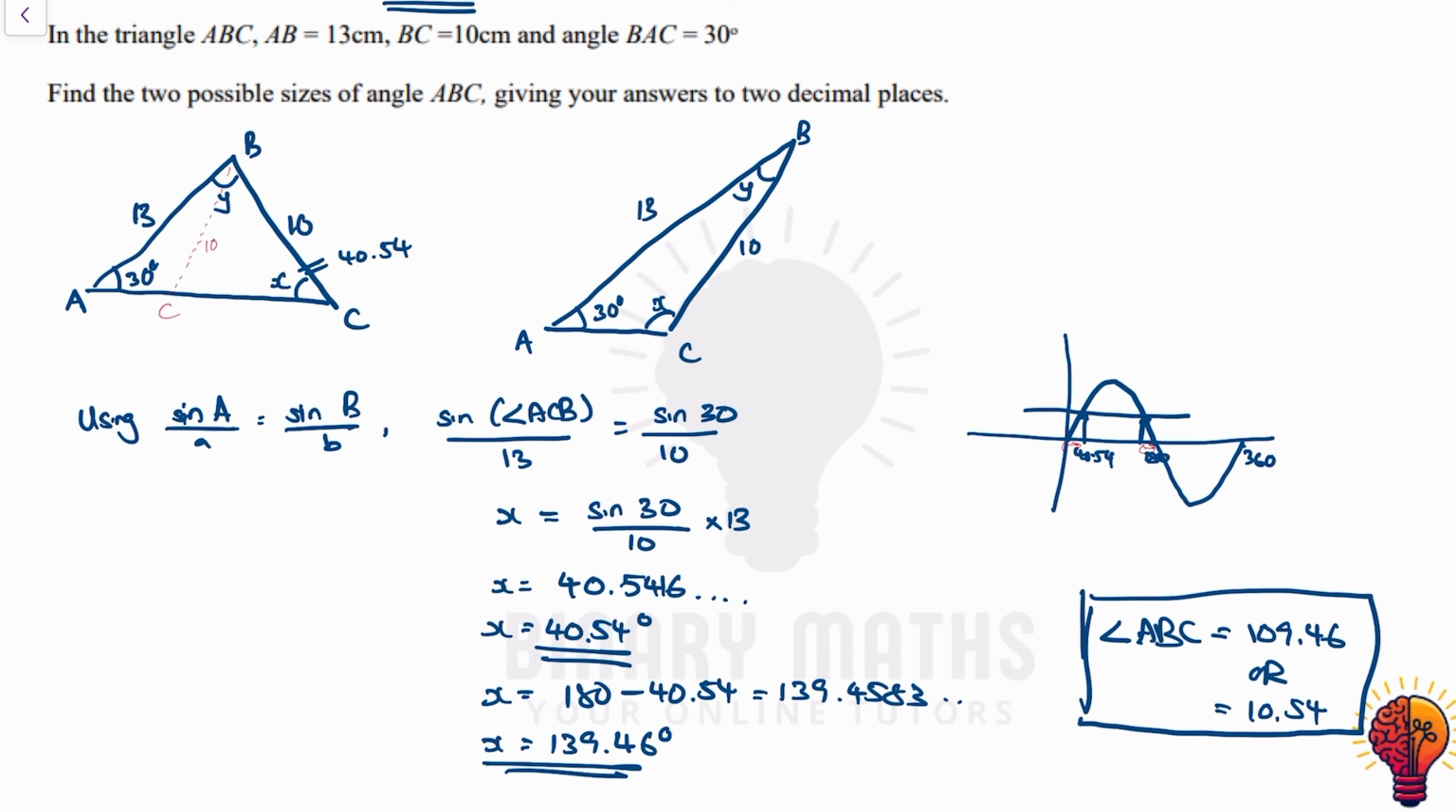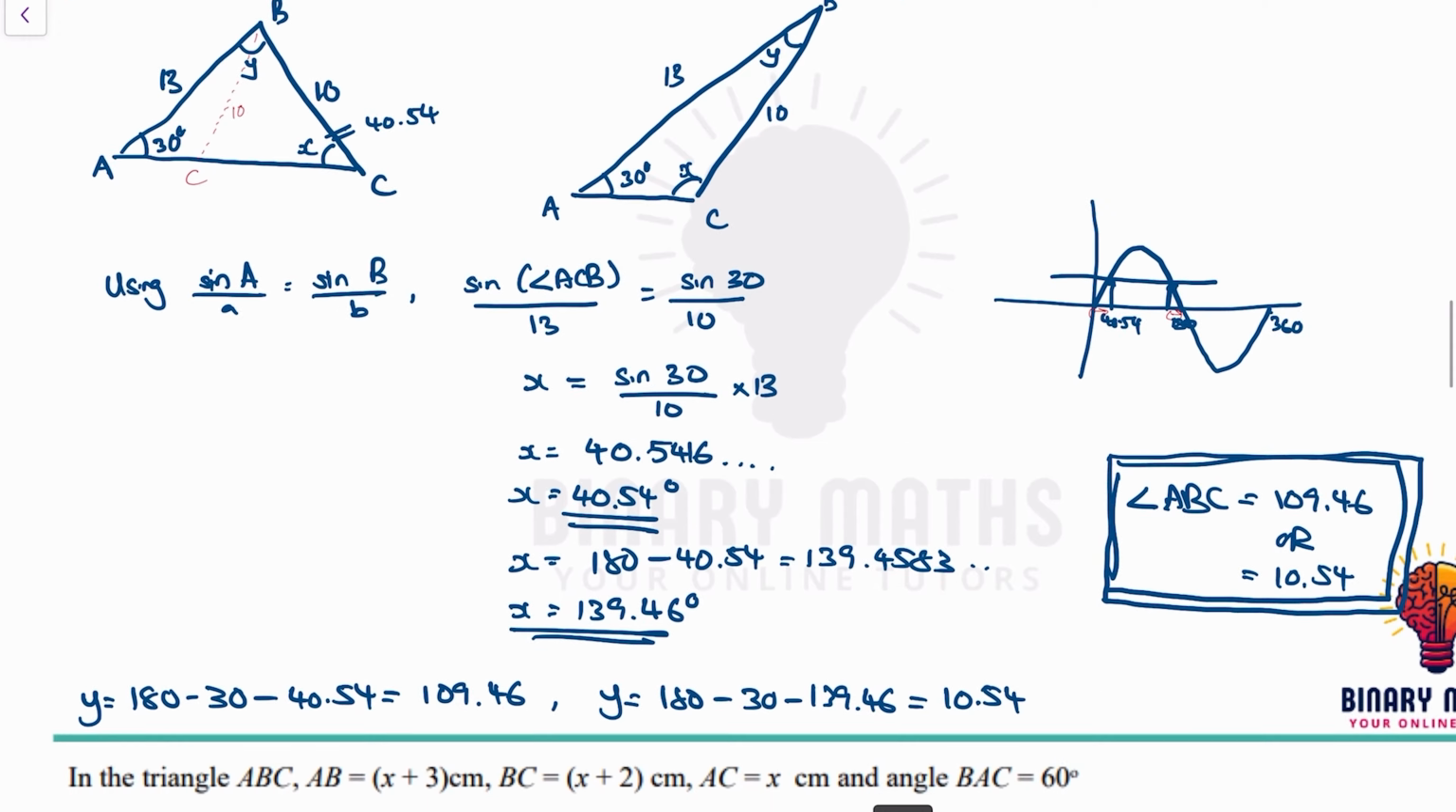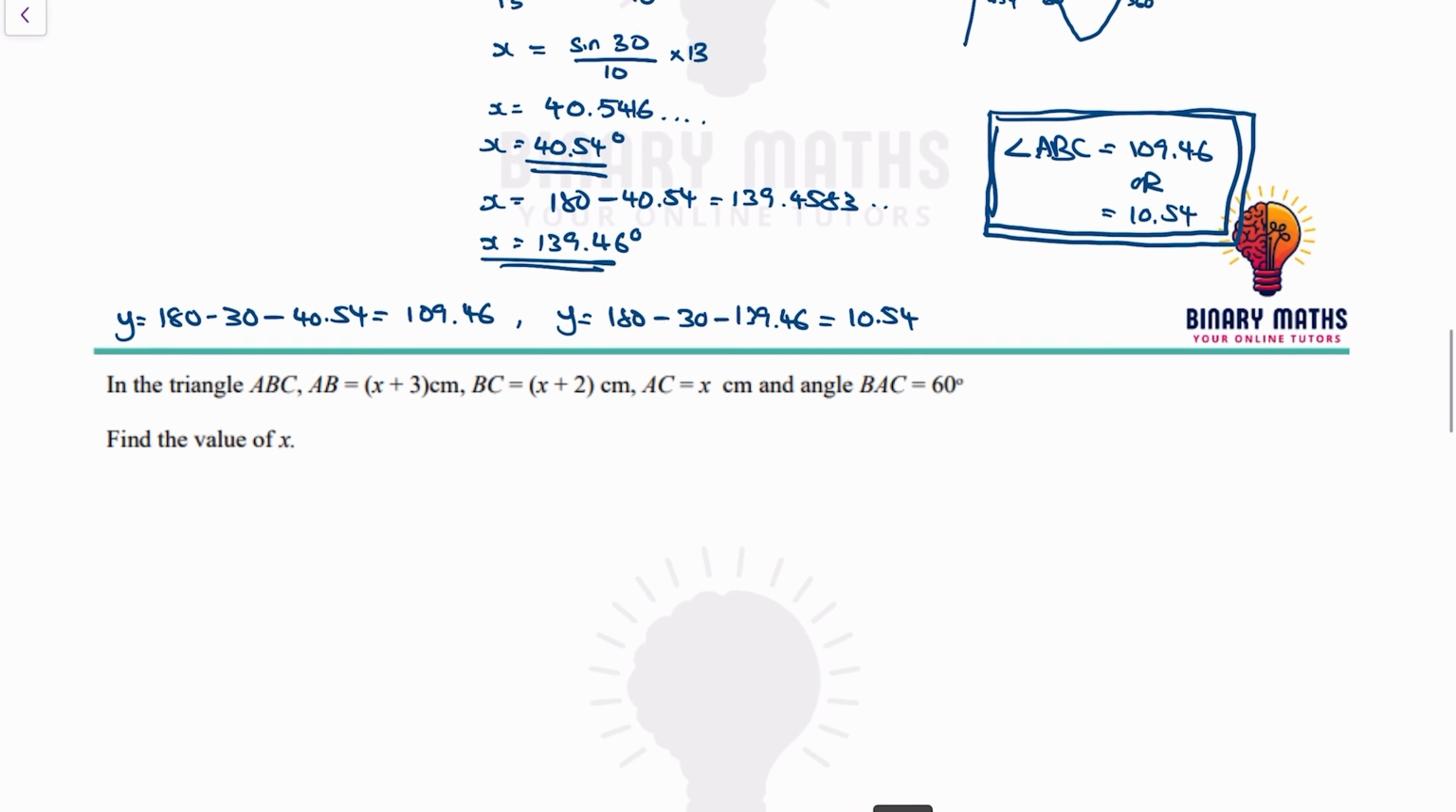So in these questions, when you get two possible values of an angle, once you have found one of the answers, which is the acute answer, always do 180 take away the first solution to get your second solution. Next example.